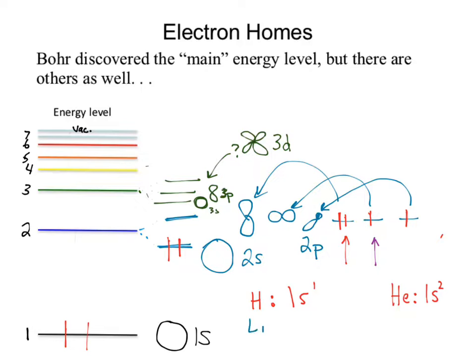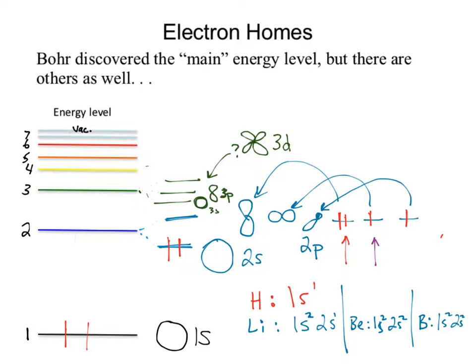Lithium. Electron configuration. 1s1, next electron. 1s1, next electron. 2s1. Again, redundancy. We good? Beryllium. 1s2, 2s2. I'm going to have to get rid of that helium. Boron. 2p1.